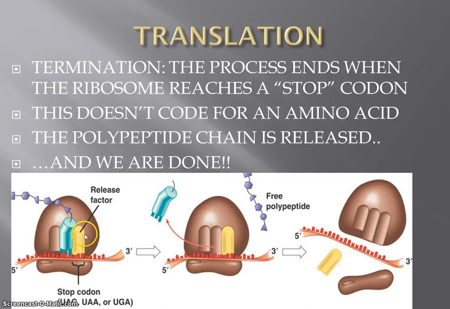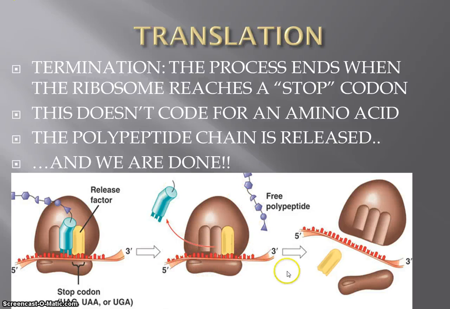A release factor, a special protein, comes in which causes everything to be released. tRNAs leave, the protein leaves, and everything breaks apart. We're done. We have a long chain of amino acids. That's our protein. Maybe it's an enzyme, maybe it's a pigment, who knows what it might be. Structural proteins for muscles on the outside of a cell. It could be anything. But we followed the directions here and we've built it.